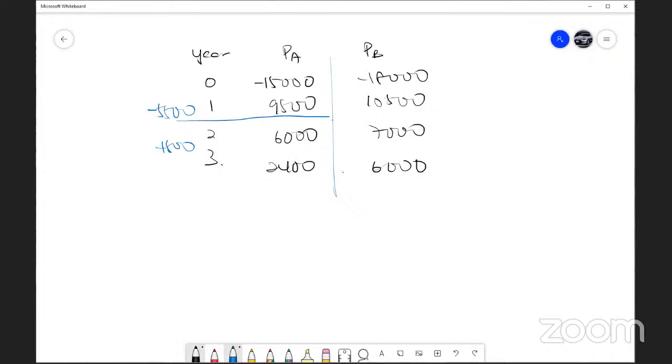So it's 1 year. The first year cash flow is 9,500. So 15,000 minus 9,500, you're left with 5,500. The balance will be between year 1 and year 2. So the payback period for A definitely takes 1 year, a full year of cash flow taken. So 1 year plus you still have a balance of 5,500 out of 6,000.